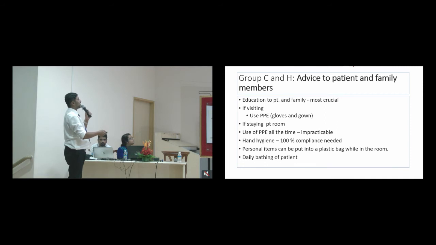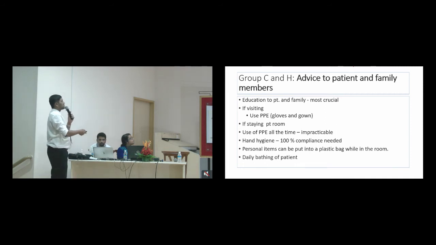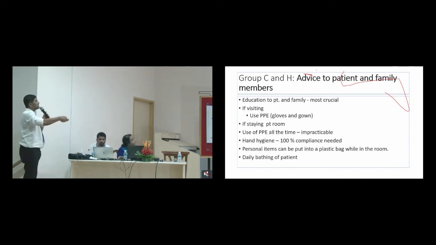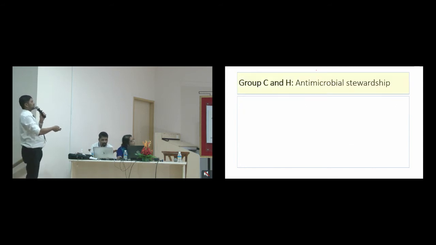Patients and family members, you have to educate them. If the visitors are in the isolation room, they also have to use the PPE. If they are staying in the patient room, use of PPE all the time is impractical, because they will stay inside the room all the time. So the best is hand hygiene, 100% compliance, because when it comes to contact precaution, hand hygiene has to be nothing less than 100%. Daily bathing of the patient. So these are a few other things.